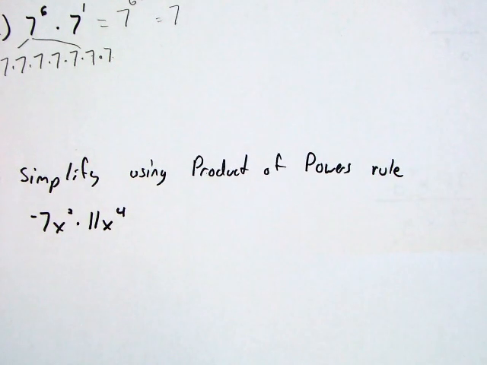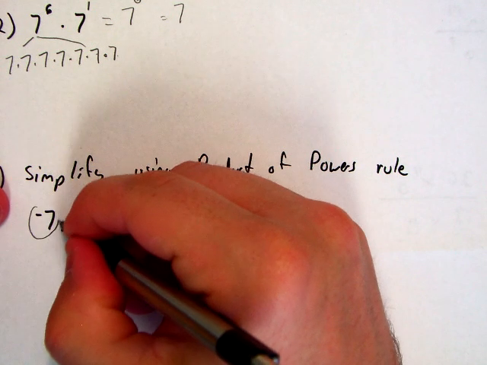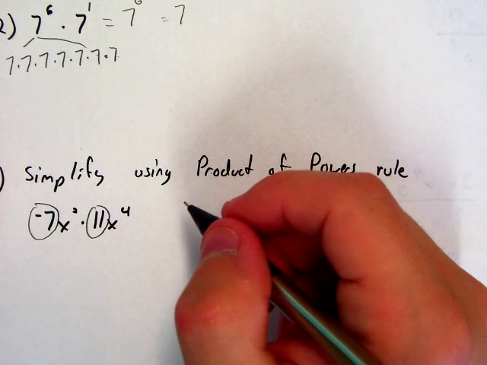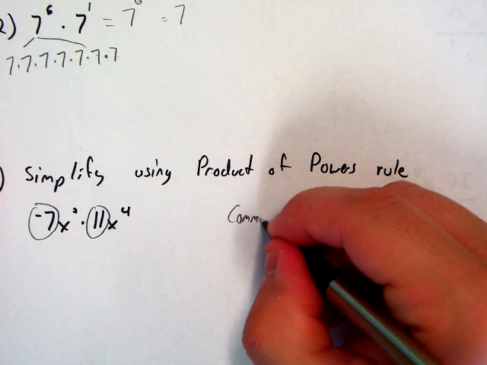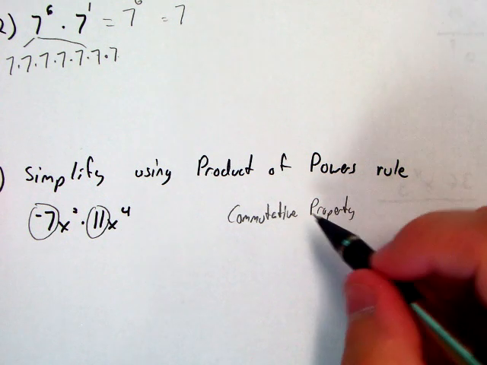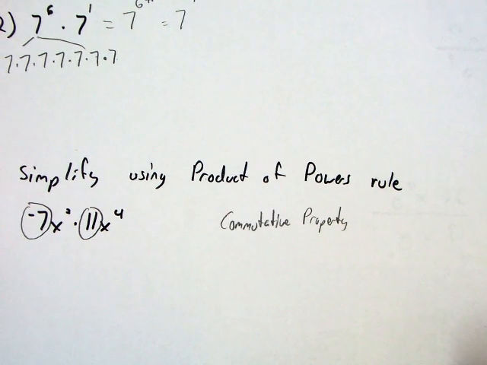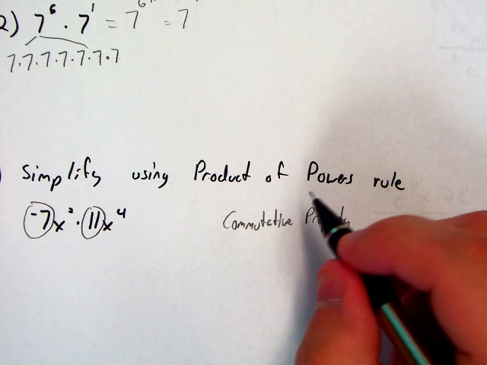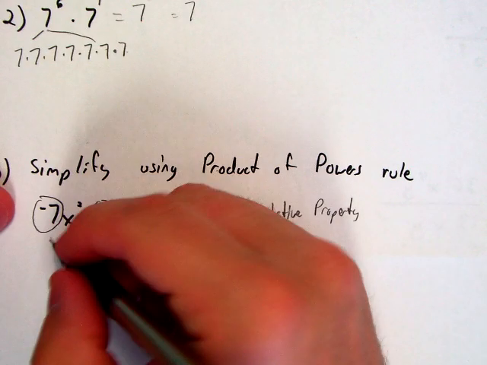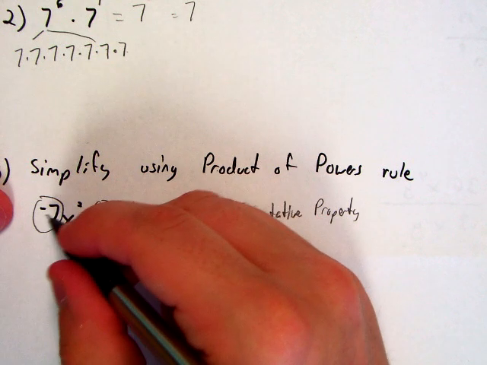Example 3, simplify using product of powers rule. So first of all, what we want to do is we want to get this negative 7 and this 11 close to each other. We can use a rule called the commutative property. And what this property says is if I'm multiplying numbers together, it doesn't matter the order that they get multiplied in. So I can actually move things around in a multiplication expression to make it a little bit easier to do. So I'm going to move the negative 7 and the 11 next to each other because those are very similar things.